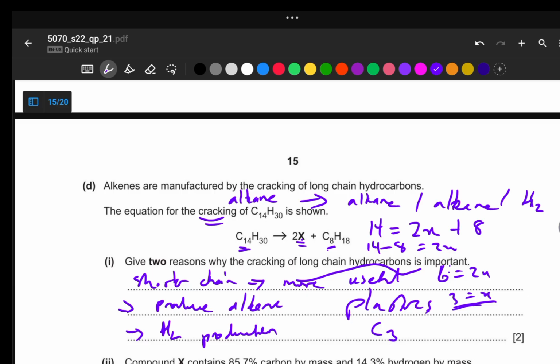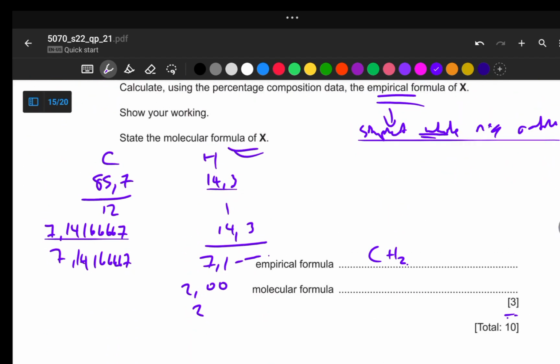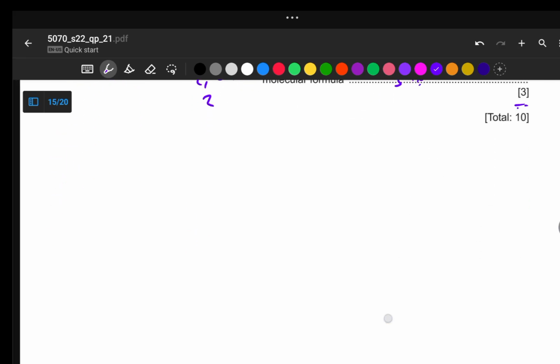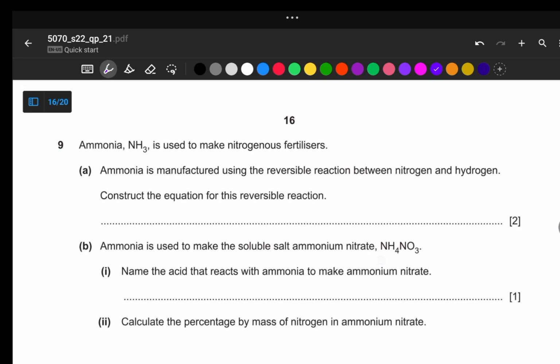And then we do the same to solve for the number of hydrogen atoms. So we are going to have 30 is equal to 2X, the number of hydrogen atoms, plus 18. So we simply say 30 minus 18 is equal to 2X, and we have 12 is equal to 2X, and then 6 is equal to 2X. So it's going to be C3H6. As simple as that, C3H6, right? And then we now proceed to the next part of the paper, which is number 9.